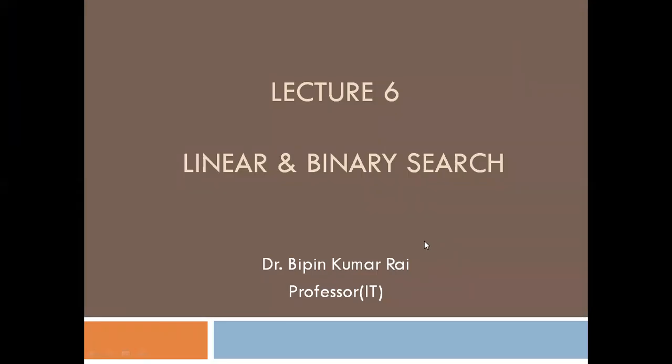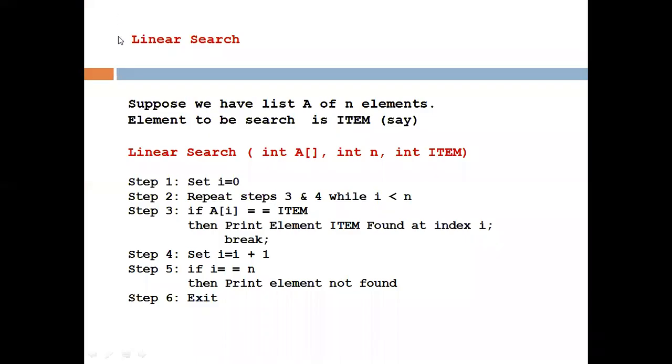Hello, today we are going to discuss two searching algorithms. First one is linear search and second one is binary search. Linear search means suppose a list has been given, so we will match the first element, then the second element, then the third element. So in a linear fashion we will compare. So let's start this linear search.